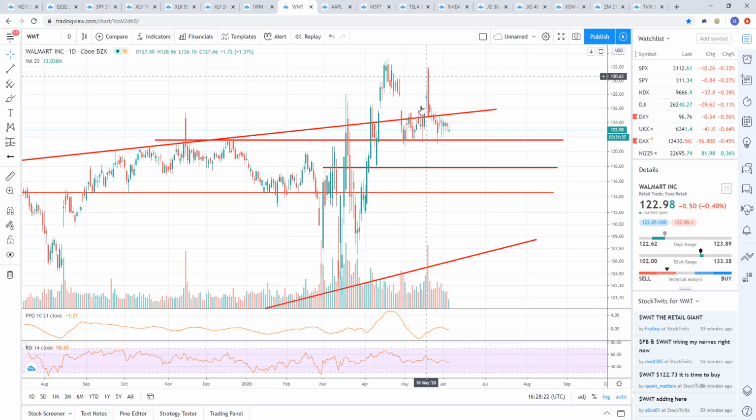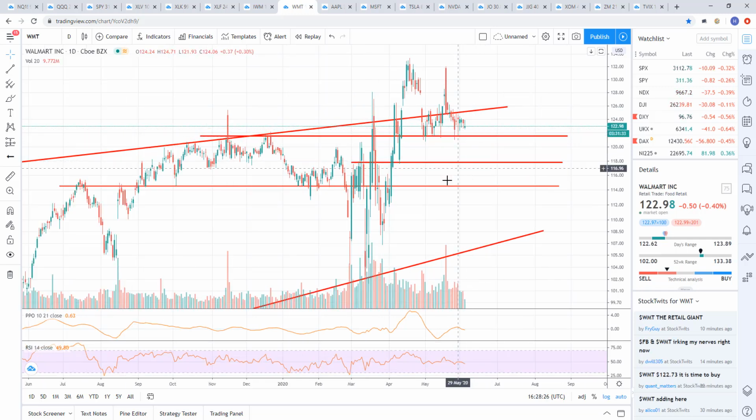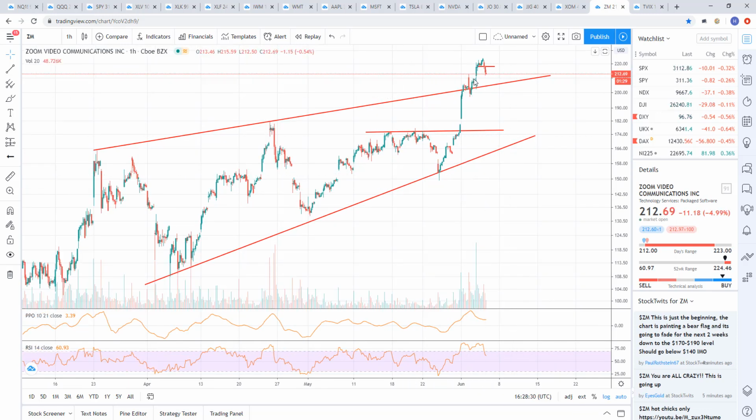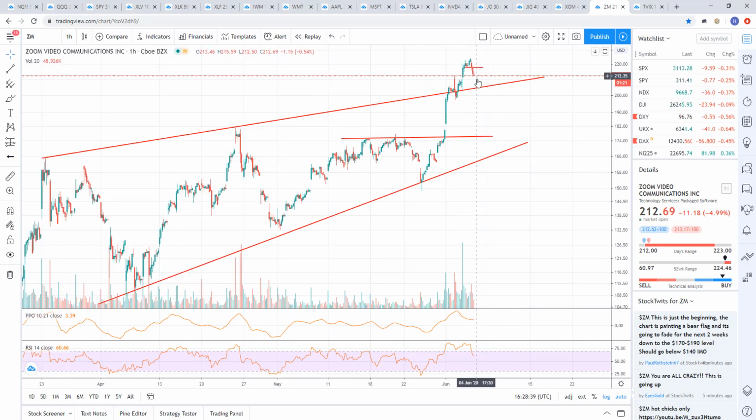That's exactly what I'm watching for. I'm looking for this thing to break down. I am short Walmart. Going back to Zoom, this is basically the same setup. It's just on the hourly chart, so it's not necessarily as big of a move potential, but same setup here, and it continues to fade.